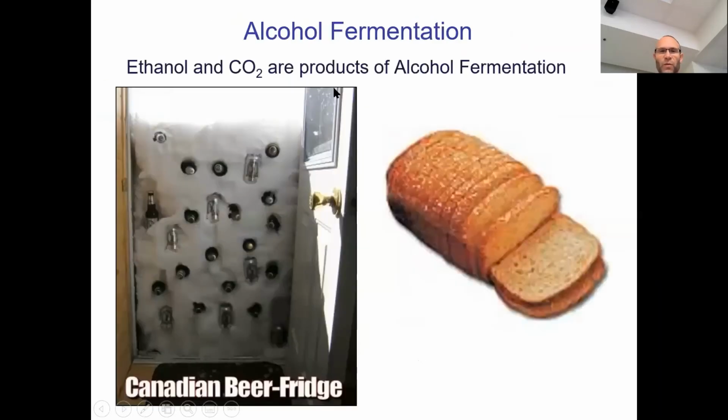So what are we talking about? We're talking about alcohol fermentation, right? Just some other things I'd show you. Somebody emailed me this a while ago, a Canadian beer fridge. So we're making ethanol and carbon dioxide, right? And these are products that are very important in the food and beverage industry. And this is, like I said, the topic of last week's lab. This is what yeast do, they do alcohol fermentation. They make alcohol and carbon dioxide.